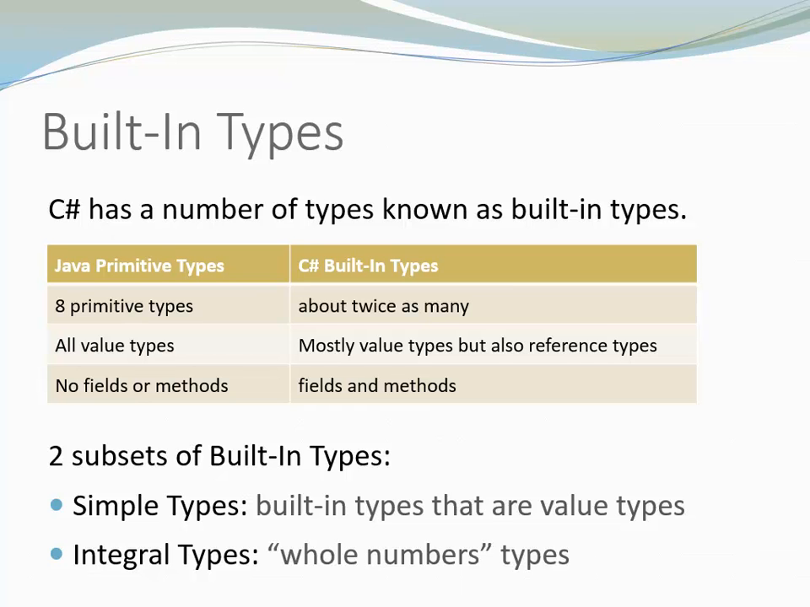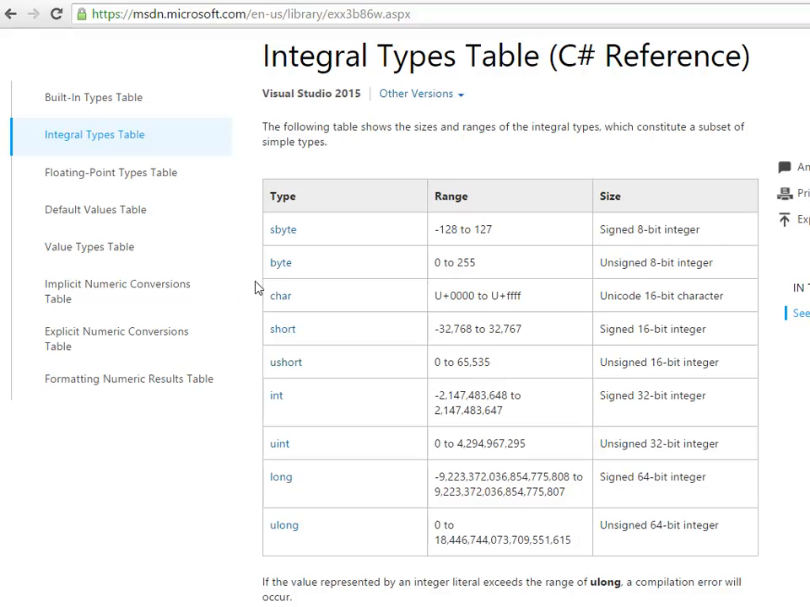And then the integral types. Integral types are the whole number types. You can see byte, short, integer, long, and the signed byte and the unsigned versions of short, integer, long. And also there's character. Each character has an underlying whole number value, and in C# it counts as an integral type.